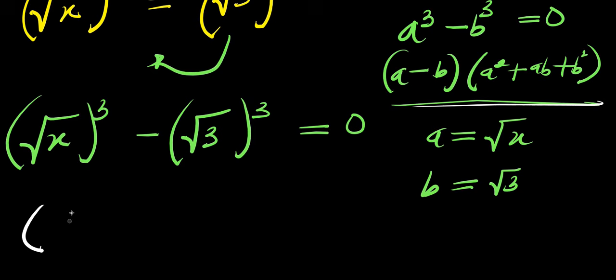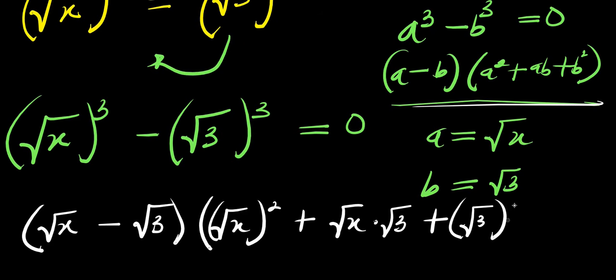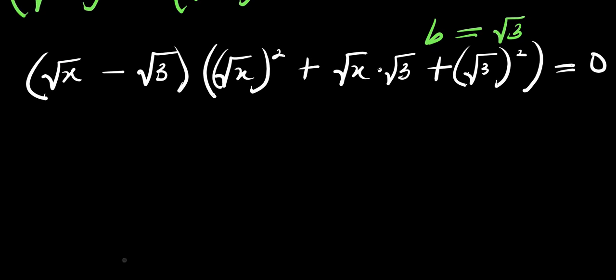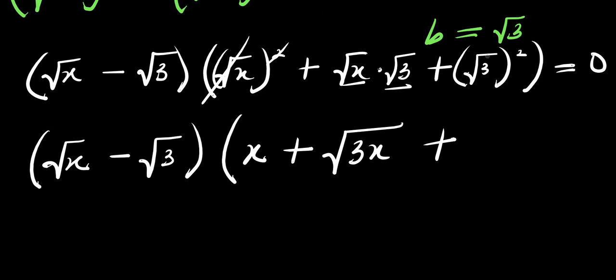A minus b will be root x minus root 3, times a squared, that is (root x)^2 plus root x times root 3 plus (root 3)^2 equals 0. So from here, we have root x minus root 3 times, this cancels this, I have x plus root x times root 3, root 3x, plus this cancels this, I have 3, and this equals 0.